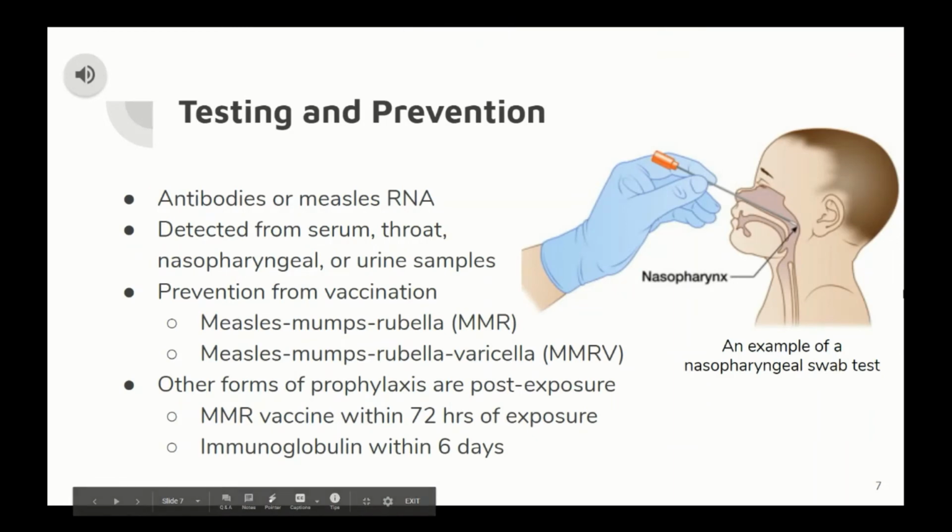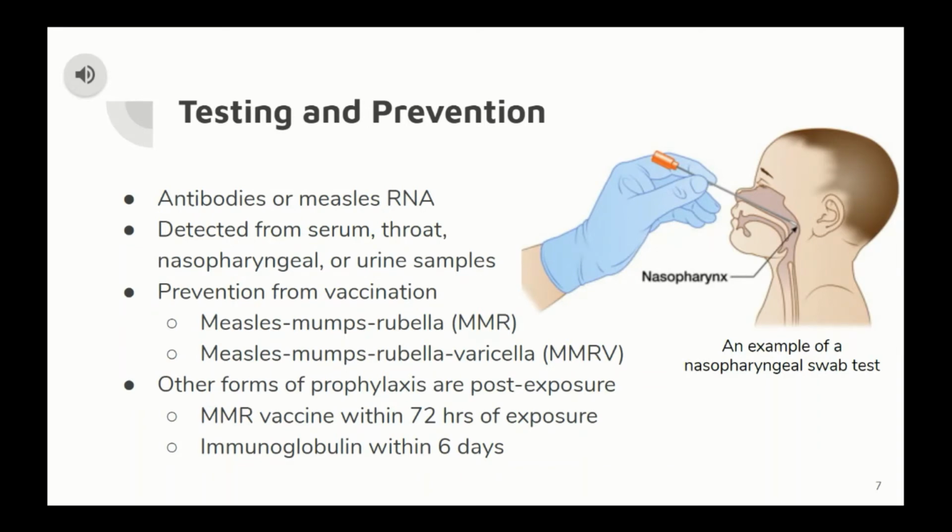Detection of measles-specific antibodies in serum, measles RNA, and a respiratory specimen are the most common ways to confirm a measles infection. Serum and throat swab samples are the most common, but as an alternative, nasopharyngeal swabs and urine can also be used. Nowadays, measles is prevented through childhood combination vaccination.